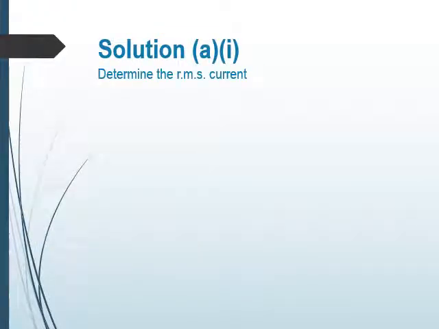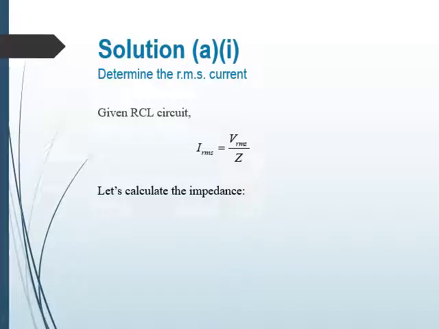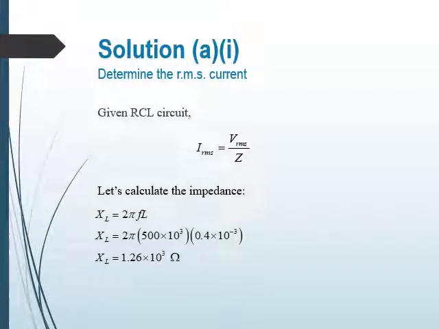To determine the RMS current, first you need to know what type of circuit you are looking at. Given an RCL circuit, therefore I RMS is equal to V RMS over Z because it is a combination circuit. So now let us calculate the impedance first. To calculate impedance, let us start from the reactance. So XL equals 2 pi F L. Substitute the values into the equations and you will get 1.26 times 10 to the power of 3 ohm.